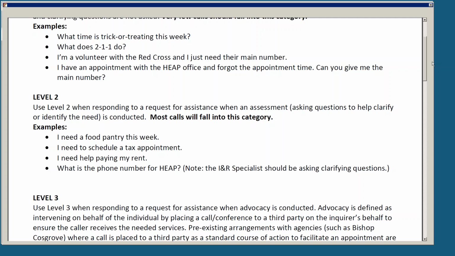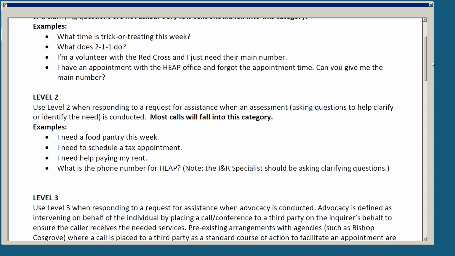So some examples. I need a food pantry this week. I need to schedule a tax appointment. I need help paying my rent. And then a little bit different here, we have: what is the phone number for HEAP? With a note, the specialist should be asking clarifying questions.